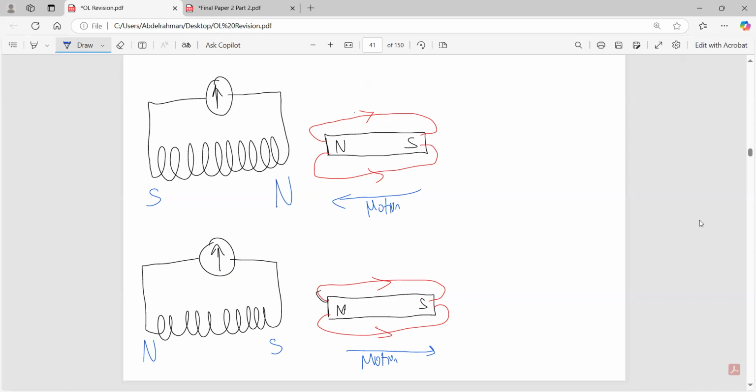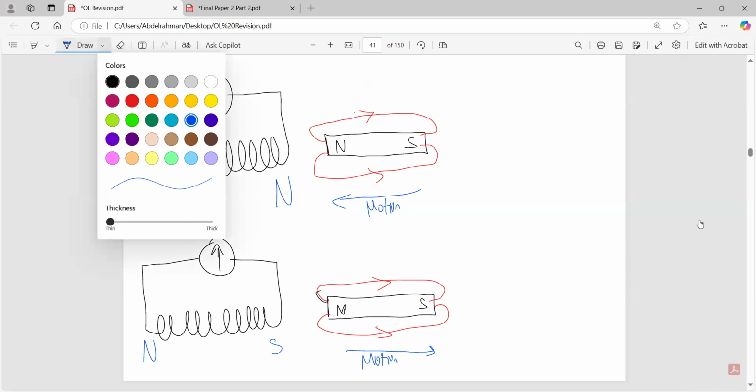It wants to pull it back. It doesn't actually pull the magnet backwards, but it wants to. It's trying to react to the motion of this magnet. So it kind of wants to pull it backwards, but it cannot. All it does is create a magnetic field which opposes the motion of this magnet.